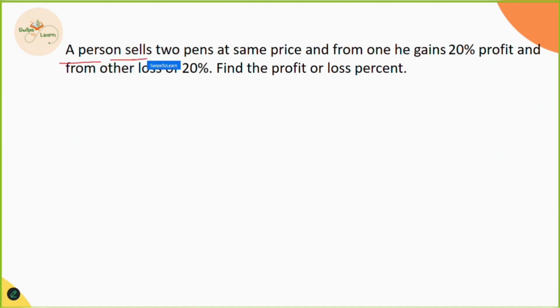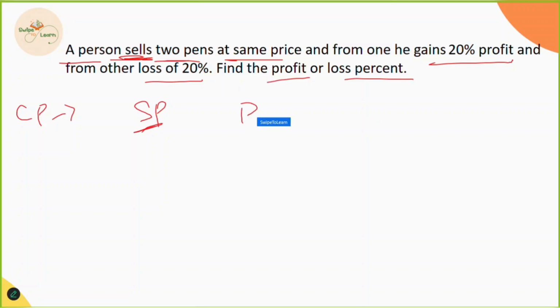A person sells 2 pens at the same price. Okay, the previous question was about the person who bought, which means we had CPs. But now this person is selling 2 pens at the same price. So here SP is given. Selling 2 pens at the same price, from one he gains 20% profit and from the other he gets 20% loss. Find the profit or loss percent. Okay, there are 2 pens here, P1 and P2, and they didn't give the actual price, but they are saying that there is a 20% profit on P1 and a 20% loss on P2.